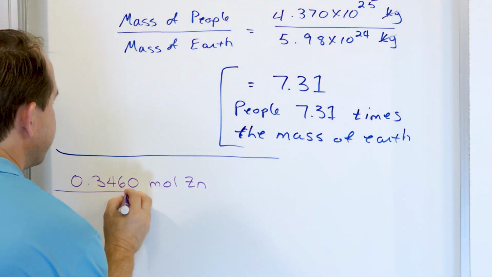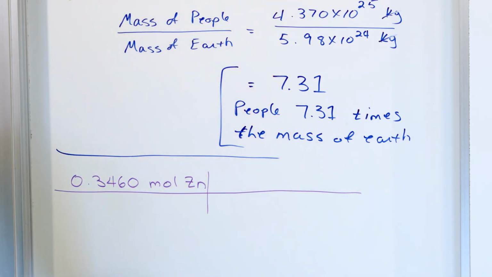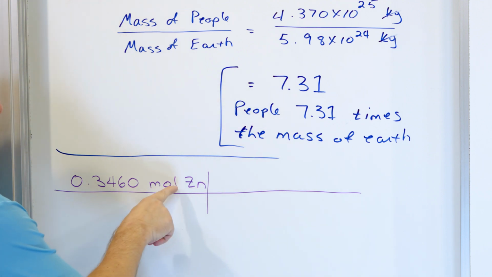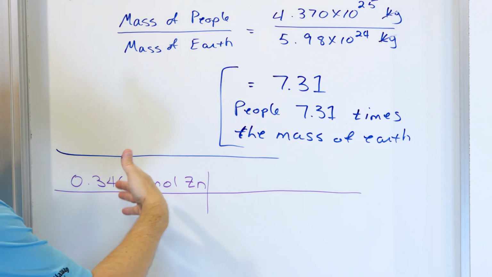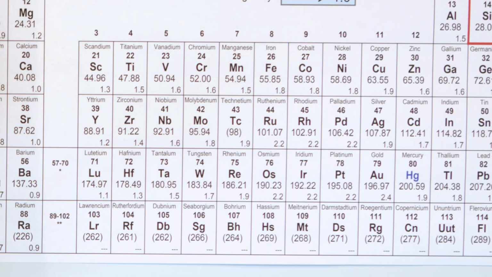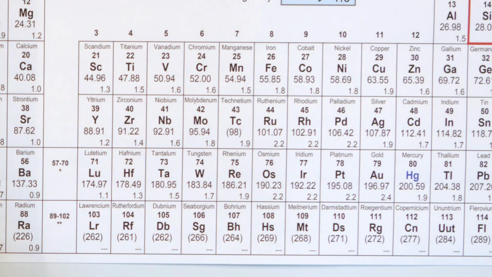Now this is the number that's given to us, so we just write that on the top of the conversion factor. Now, we want to know what is the mass in grams. So we know this is going to involve moles, and it's going to involve grams. So we go to the periodic table and we take a look at zinc.